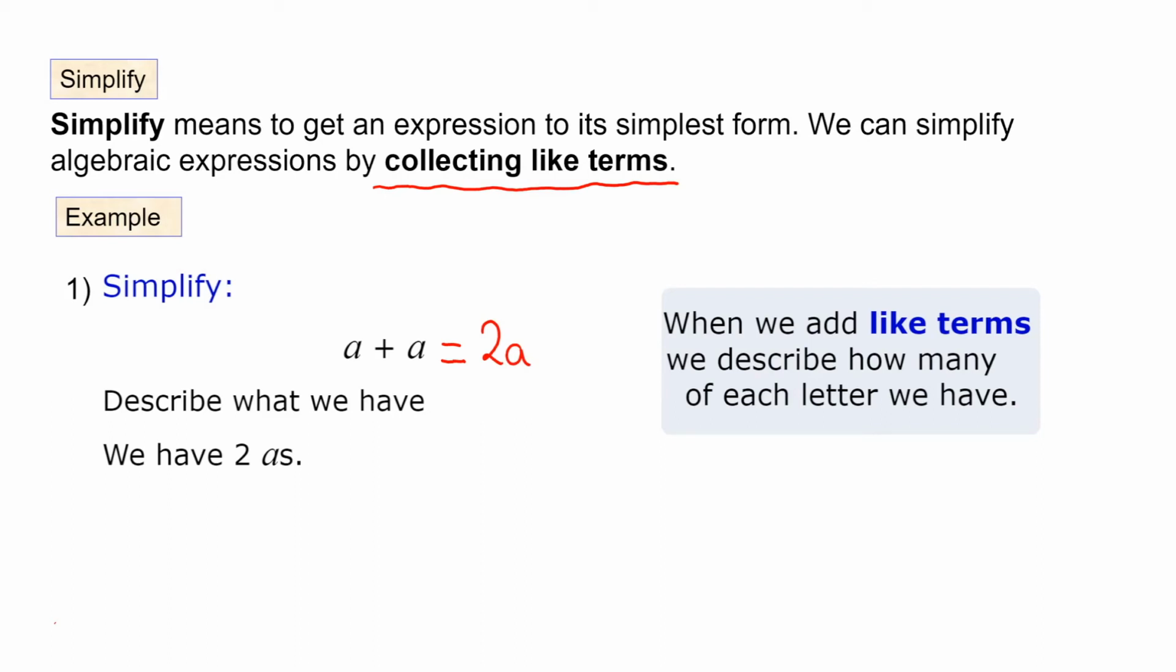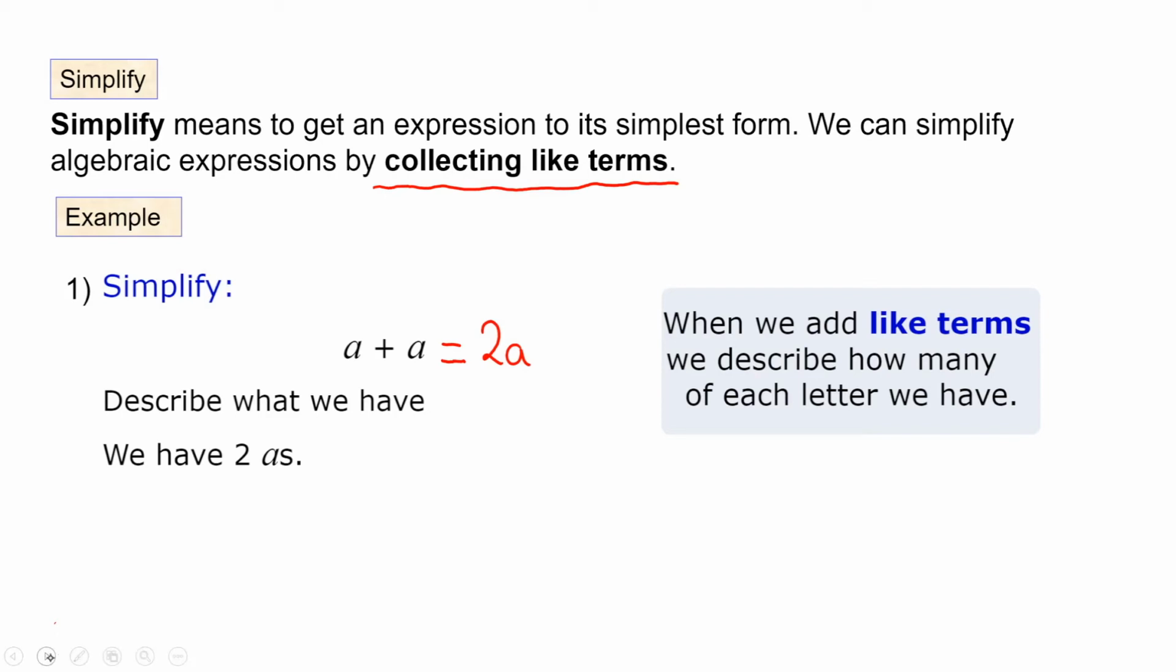Okay, so what I always try and think about is with simplifying, it's as easy as adding and subtracting, and think about maybe apples. So here we've got an apple and an apple. How many apples have you got? You've got 2 apples, so you write down 2a, and that's it. That's it, simplified.